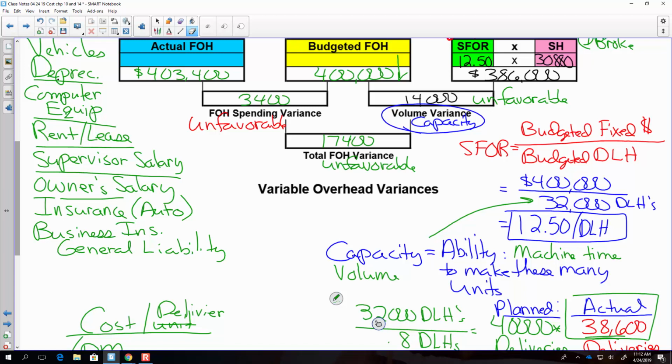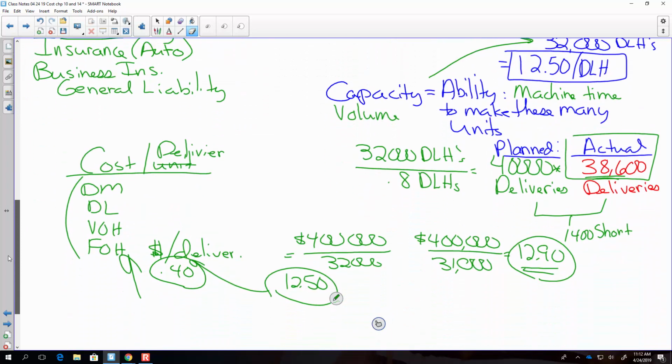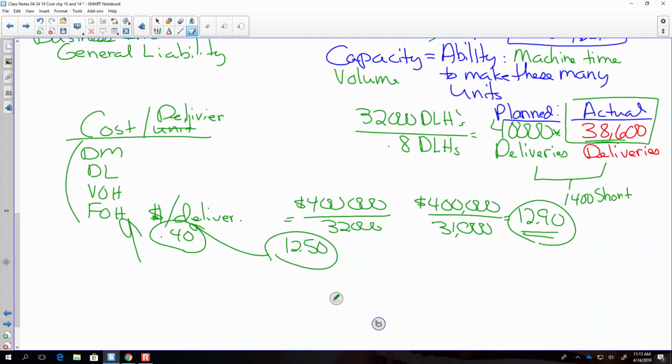Can I ask where you got the 31,000? Somebody gave me the actual hours. Oh yeah, it's right there, up ahead. Direct labor hours was 31,000. Oh, up here, gotcha. Thank you. So this is the actual, this is what we thought. This was the plan. This is the actual.